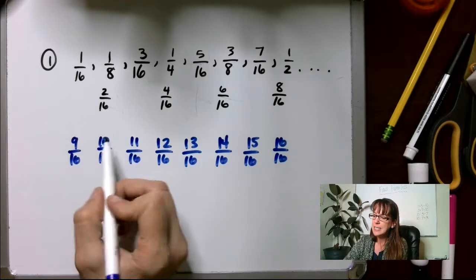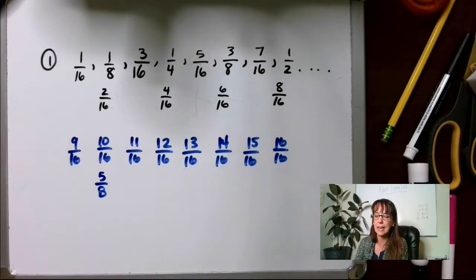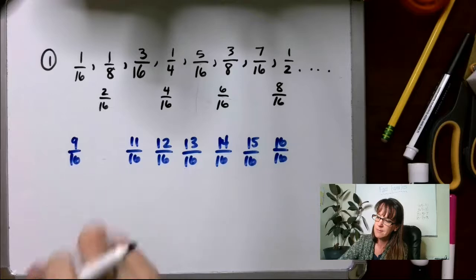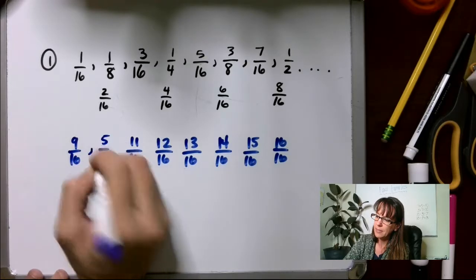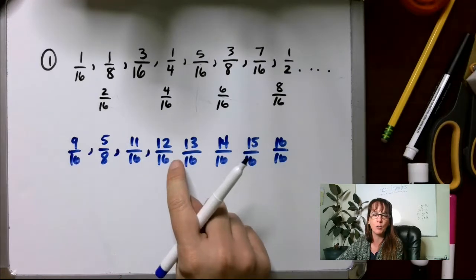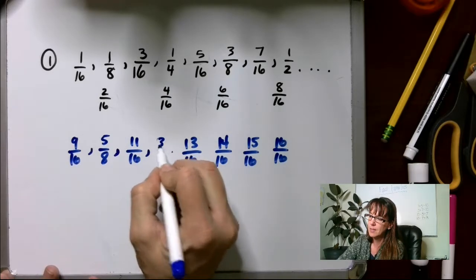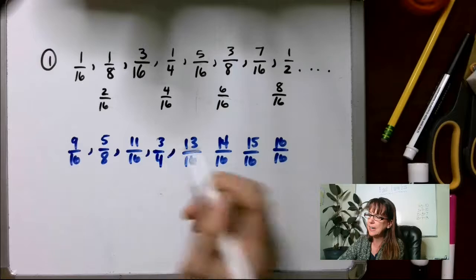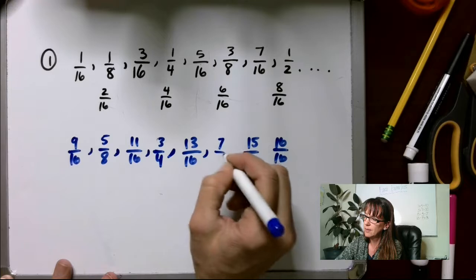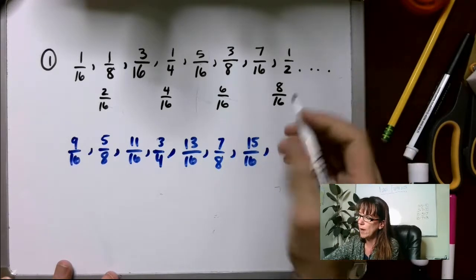9/16 I can't simplify. 10/16 I can cut those in half and get 5/8, right? So technically I would be writing 5/8. So yeah, let's move that up. So comma, 5/8. 11/16 can't reduce that guy. This one I can cut them in half and I get 6/8. But I can cut that in half again and get 3/4. 13 out of 16 can't reduce that. This one I can cut in half and I would get 7/8. And then 15/16, and then 16/16 reduces down to 1, right?